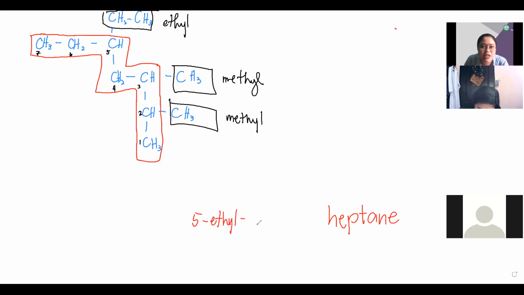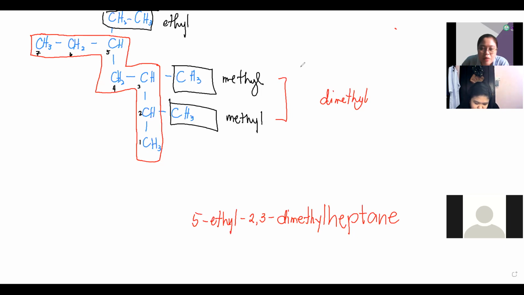5-ethyl, then dash, and then we have 2-methyl, so we will be combining them and we will call it dimethyl. Now, saan sila naka-attach? At carbon number 2 and carbon number 3, and then do not forget the dash, and then we will call it dimethyl. So this one is the correct answer. 5-ethyl-2,3-dimethylheptane. Sige, questions about this one? Meron pa ba ditong nalilito?